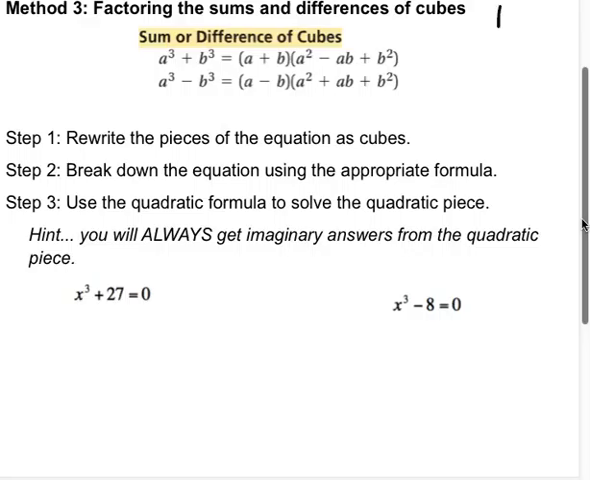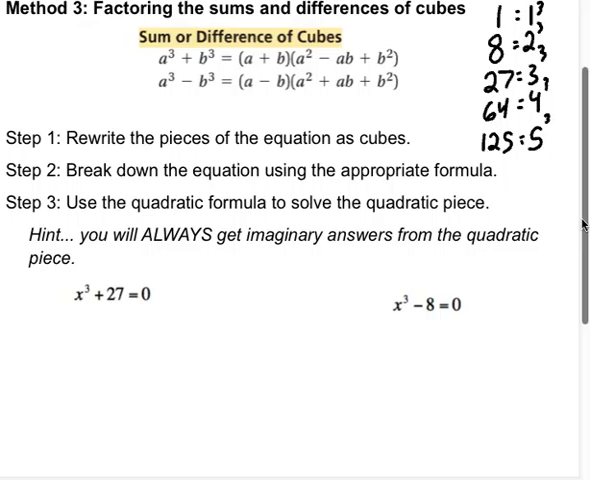1 times 1 times 1, 2 times 2 times 2, 3 times 3 times 3, 4 times 4 times 4, 5 times 5 times 5, and I'm not going to get any more cruel than that. Those are basically the 5 cubes that I need you to know. So this is 1 cubed, 2 cubed, 3 cubed, 4 cubed, and 5 cubed. It just means that number multiplied by itself 3 times. So when you're adding and subtracting those, that is when you can use these formulas.